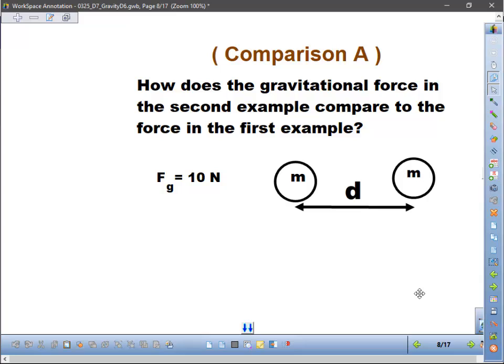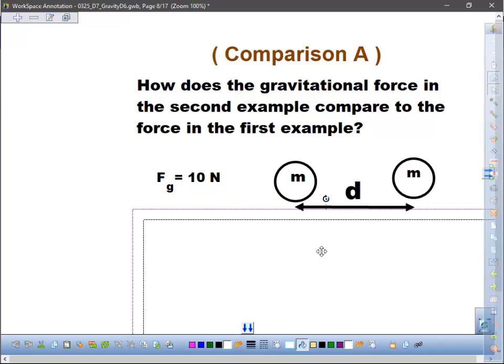Here we're going to do A, B, C, D, E comparisons today. All right, here's comparison A. It says, how does the gravitational force in the second example compare to the force in the first example? Well, here's our first example. Let's say the force of gravity between these two spheres is 10 newtons. That's all we know. We're going to call mass 1 just m, little m, and mass 2 is going to be the same. So we'll call this one m, and the distance between them is d.